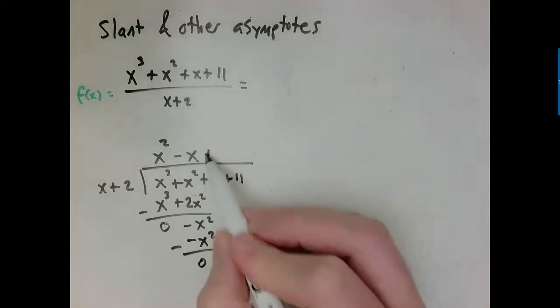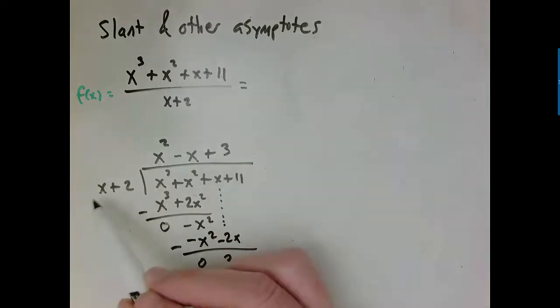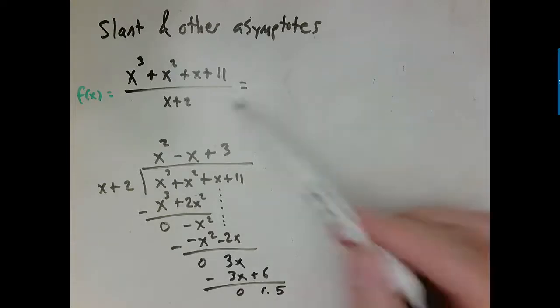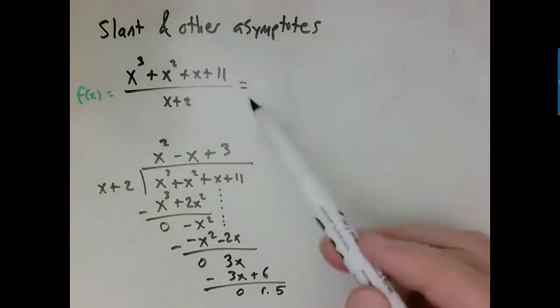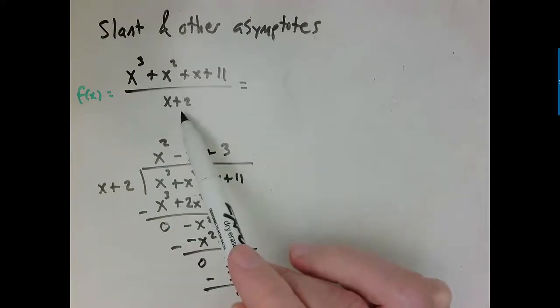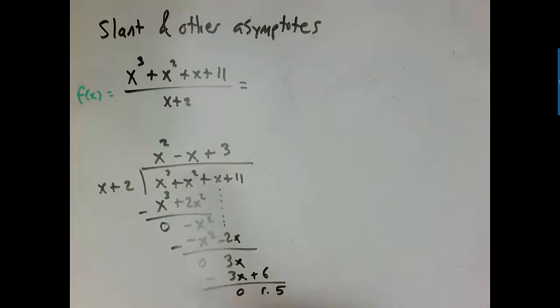So last step, I know 3 times x will give me the 3x. 3 times 2 gives me 6. So now I can do the subtraction. That gives me 0. And 11 minus 6 is going to give me a remainder of 5. Okay, so I've performed the division, but what does that mean for my original equation? So when I have this cubic divided by the linear expression, I end up with this as the answer.